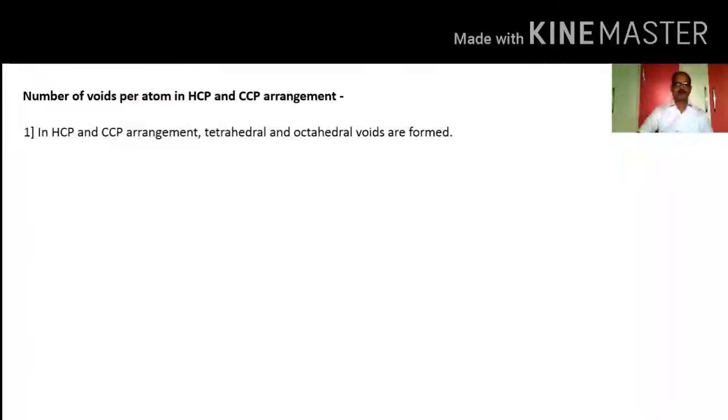Now, in three-dimensional arrangement, you have HCP, that is AB-AB type of three-dimensional arrangement, or CCP, which is ABC-ABC type of three-dimensional arrangement. In these two arrangements, you have tetrahedral as well as octahedral voids. Then, per atom, how many tetrahedral voids are there and how many octahedral voids are there, that we are going to study now. In HCP and CCP arrangement, both tetrahedral as well as octahedral voids are present.